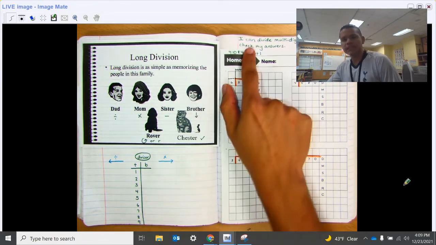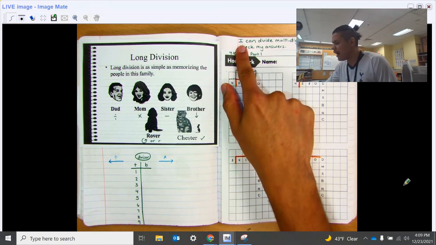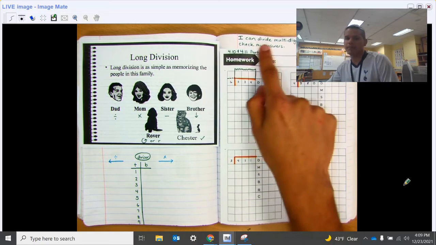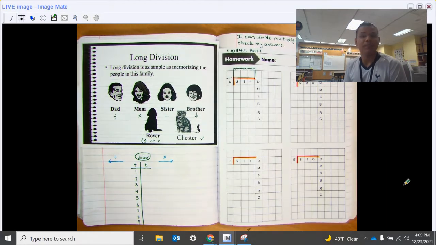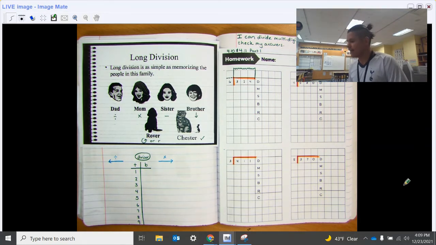So please go ahead and pause the video after I state my I can statement so you can write it as well. I can divide multi-digit numbers and check my answers. Please pause the video and write your I can statement. All right, hopefully you wrote your I can statement.